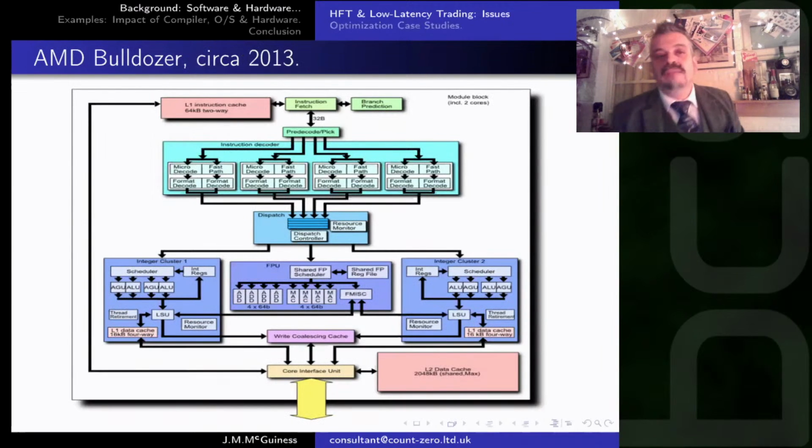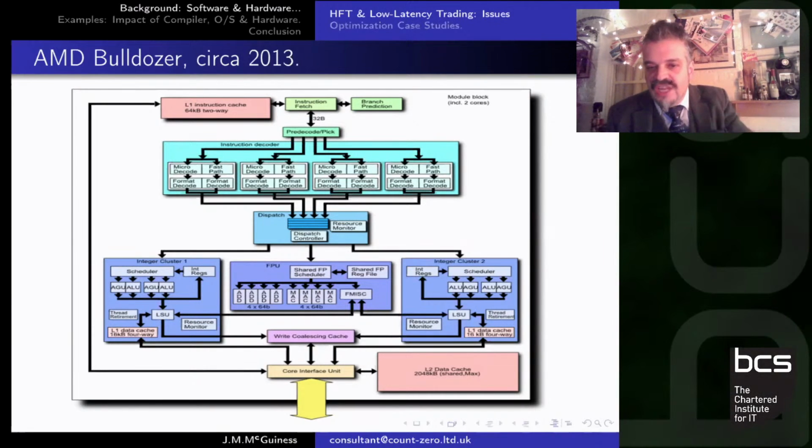Okay, this is an AMD Bulldozer, which I happen to have behind me, circa 2013. It's a bit old, but it's quite hard to find these diagrams for modern processors because they're usually fairly secret. The key points here, in fact the whole thing is a key point, but amongst them, we can see at the top left-ish the L1 instruction cache. This is where our instructions come from main memory, and we want to ensure a nice flow of instructions into there so we don't have pipeline stalls.